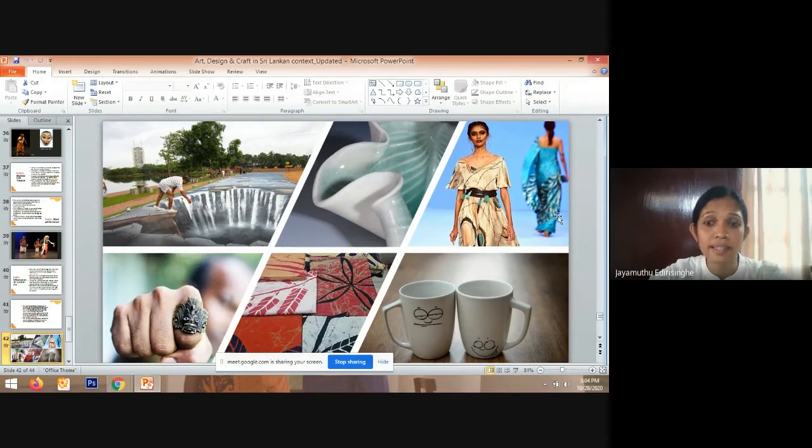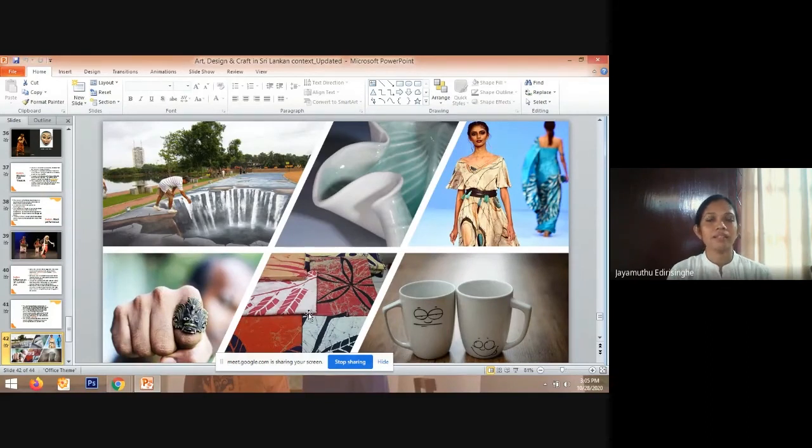Here, in the right-hand corner, you can see that even the batik industry nowadays uses a lot of modern batik, not traditional batik. I have put another image from batik itself, which is very modern. We can say that the boundaries between art, craft and design are being blurred nowadays.